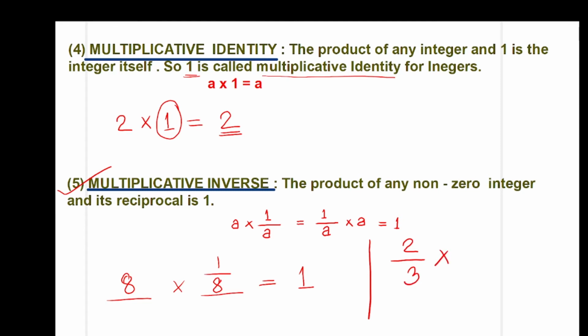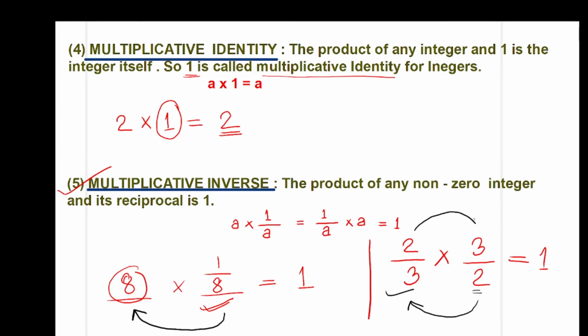With 2 by 3, what do we have to multiply? We will get 1 with 3 by 2. Yes? Then we will get 1. So 8 is called the multiplicative inverse of 1 by 8. Again, 1 by 8 is called the multiplicative inverse of 8. Similarly, 2 by 3 is called the multiplicative inverse of 3 by 2, and 3 by 2 is called the multiplicative inverse of 2 by 3. Okay, you just write it down.